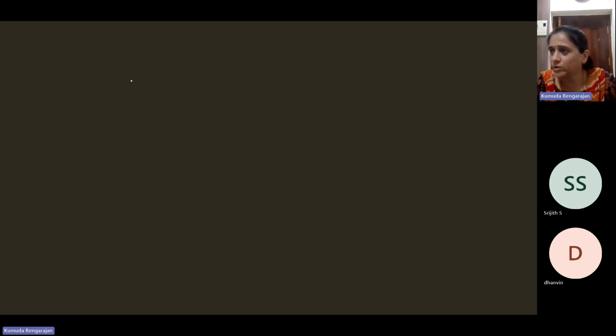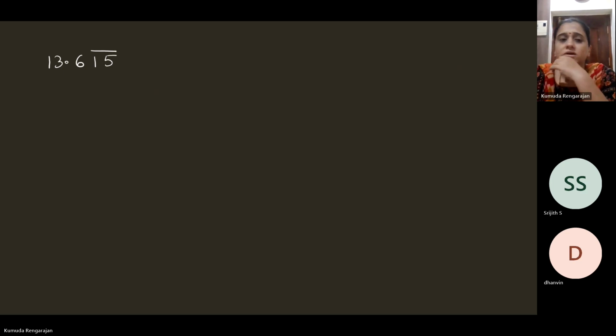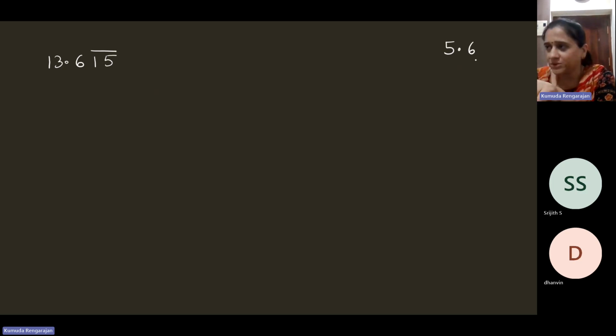Now let's take an example of a non-terminating repeating decimal. Let's say 13.615, where 15 repeats. Now this we already saw. Terminating decimal we already saw. Say like 5.6 is what? Terminating decimal. What's its P by Q form? 56 by 10. That we've been doing since 5th standard, I think. 5.6 is 56 by 10.